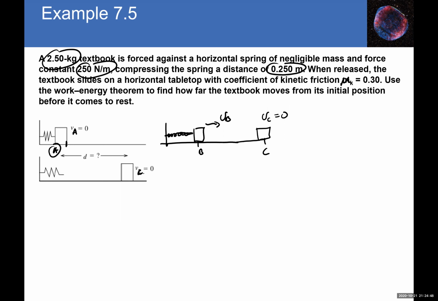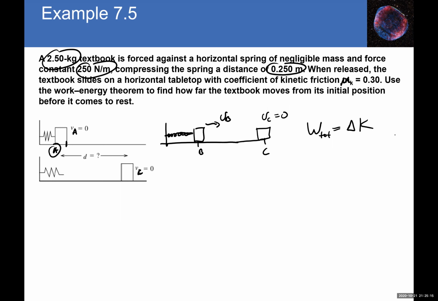So now what I have here is this. I know the total work done was equal to the change in kinetic energy. This was my work kinetic energy theorem. This is always true.